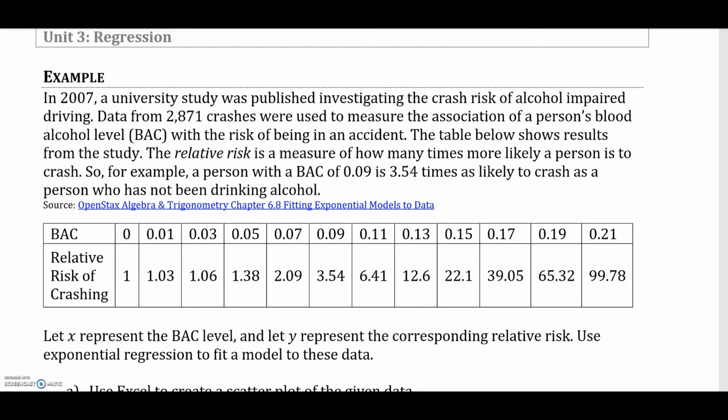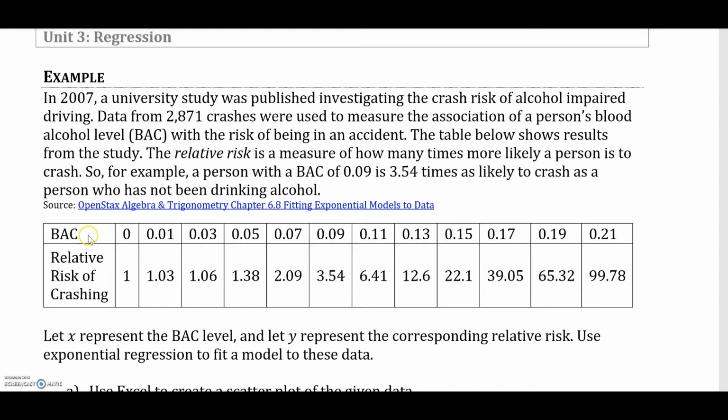In 2007, a university study was published investigating the crash risk of alcohol-impaired driving. Data from 2,871 crashes were used to measure the association of a person's blood alcohol level, BAC, with the risk of being in an accident. The table below shows the results from the study. The relative risk is a measure of how many more times likely a person is to crash. So for example, a person with a blood alcohol level of 0.09 is 3.54 times as likely to crash as a person who has not been drinking alcohol.